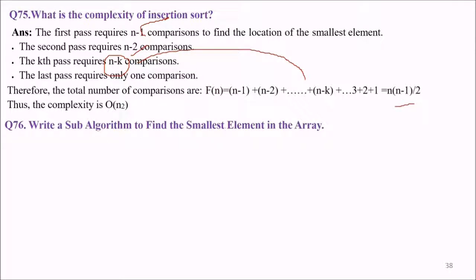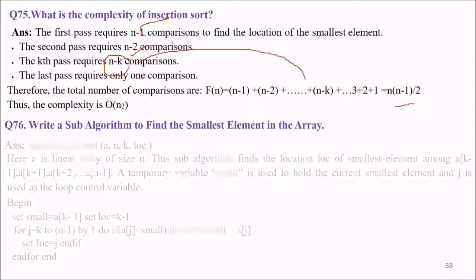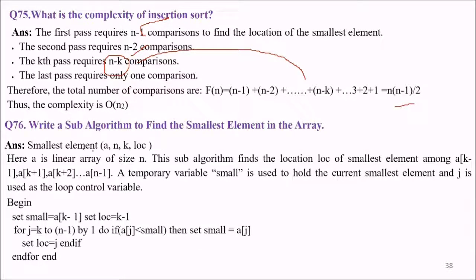Write a sub-algorithm to find the smallest element in the array. So what we'll do here is, if we want to find the smallest element, A is a linear array of size n. So the sub-algorithm finds the location of the smallest element among A[k] to A[n-1]. We will assign the first element, or the (k-1)th element, to smallest. Then we compare each with the other one.